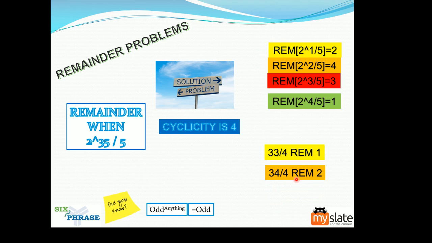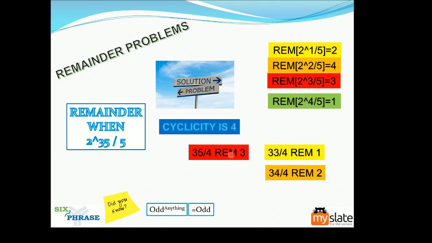Okay, 34, let us take 34 divided by 4. What do you get? Remainder 2. So this remainder indicates that 2 power 34 is the same as 2 square. Next is 35 divided by 4, which is what we've been given in the question. Remainder is 3.